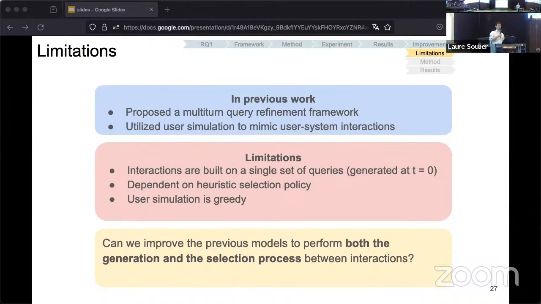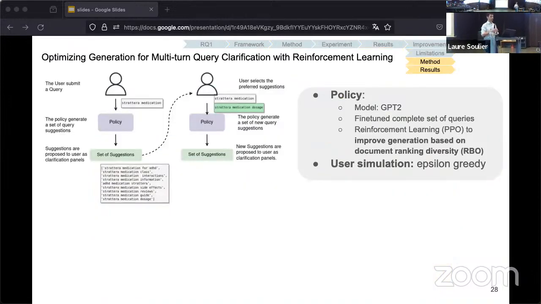The goal after that was to improve the existing model to perform both the generation and the selection process at the same time between each interaction, so we regenerate a new set of queries between the interactions with users. We use a GPT-2 model that was fine-tuned to complete a set of queries: given the previous queries chosen by the user, the model learns to complete the set of queries. We also improve the generation using reinforcement learning to improve the diversity of the ranking of retrieved documents.